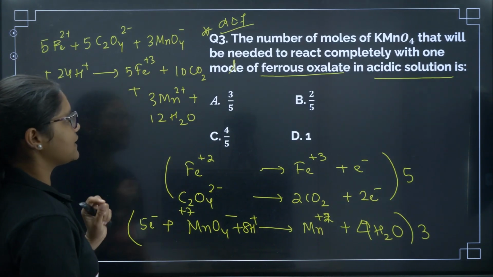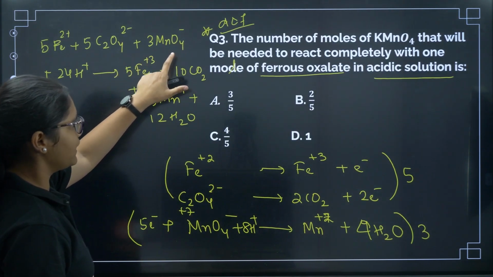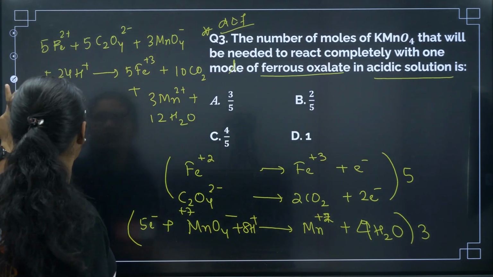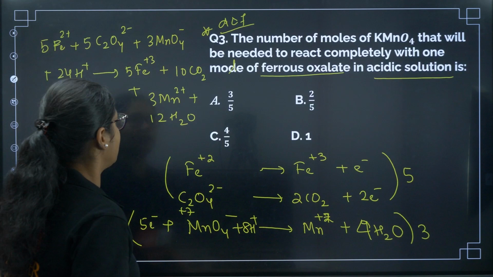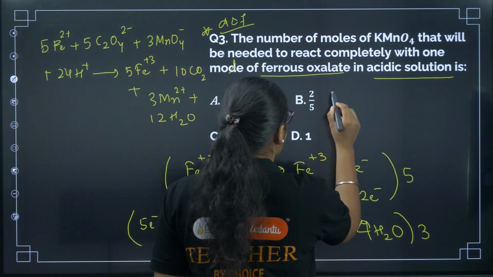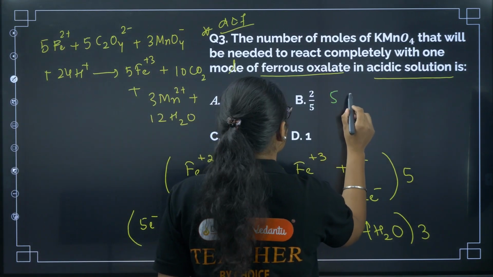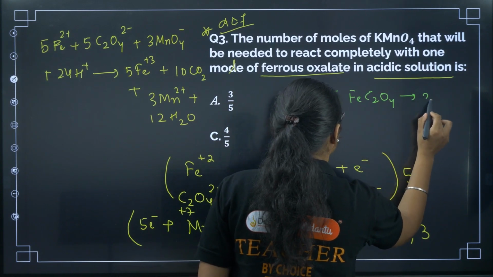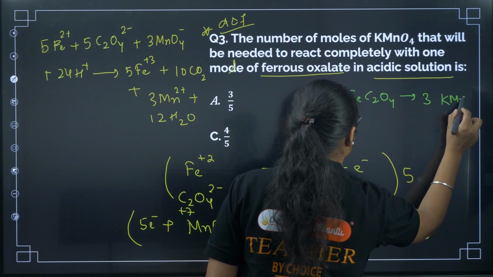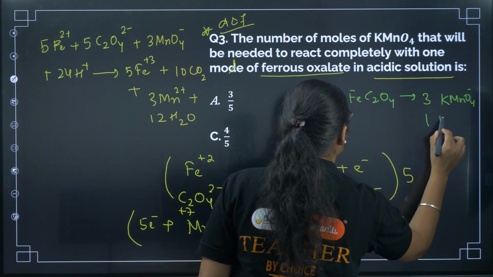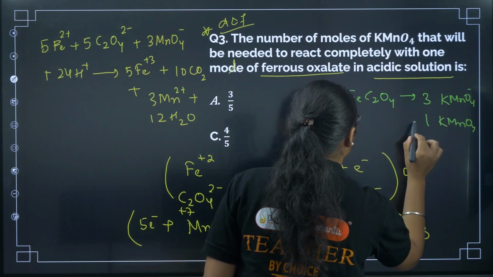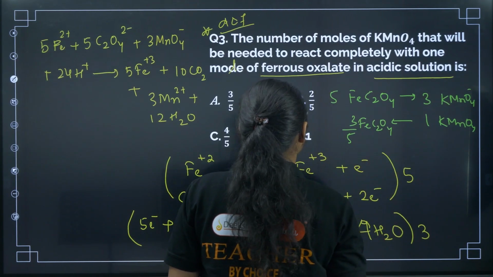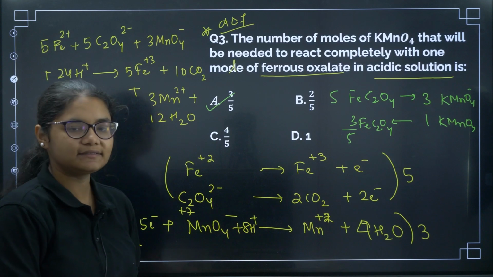Now the question is asking the number of moles of KMnO4 that will be needed to react completely with 1 mole of ferrous oxalate. So if you see the balanced reaction that we have obtained, according to this, 5 moles of ferrous oxalate is oxidized by 3 moles of KMnO4, right? So for 1 mole of ferrous oxalate, how much KMnO4 will be required? It will be 3 by 5 moles, right? So the correct answer for this question is option number A, that is 3 by 5.